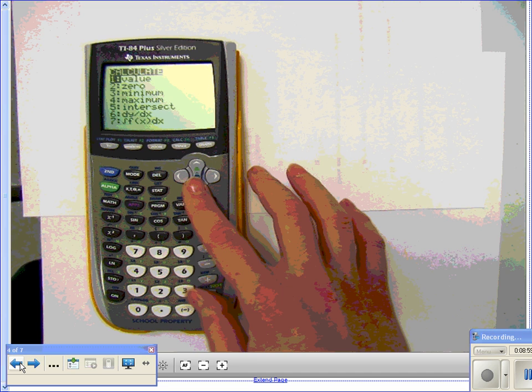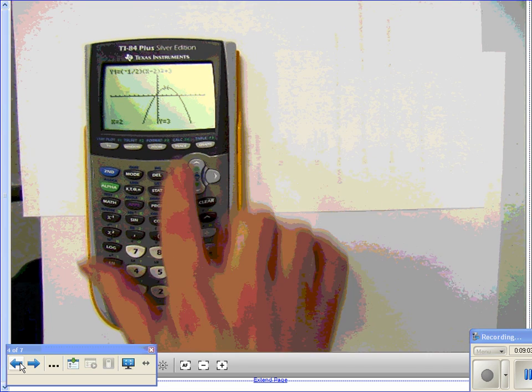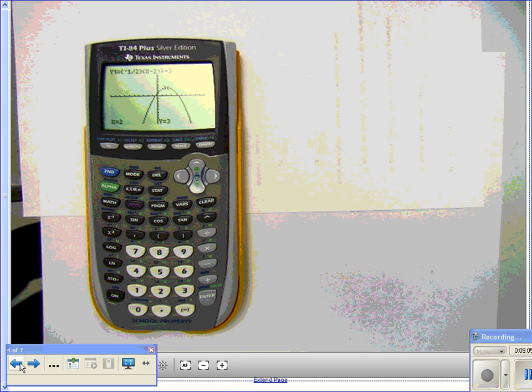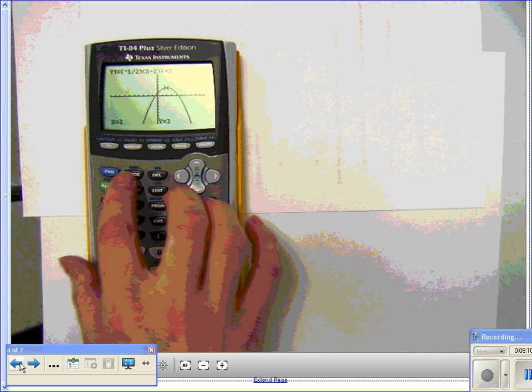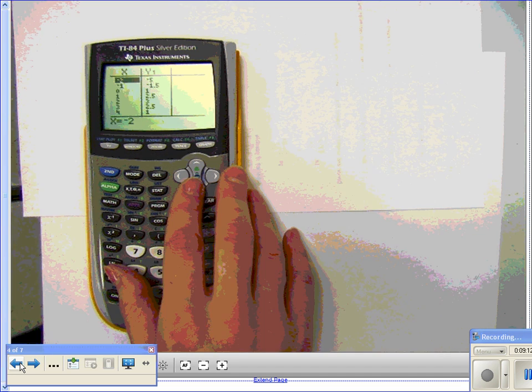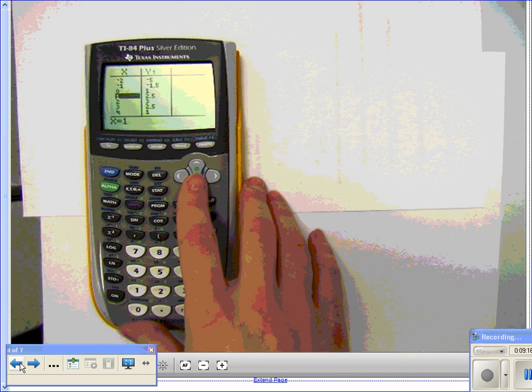If I go to second trace value, I'm going to check my vertex. So if I enter an x value of 2, my y value is 3. I notice that that is the highest on my graph, so that's kind of cool. And then if I go to my table, I look at the value when I plug in 1, again notice you get that fraction, so 2.5.